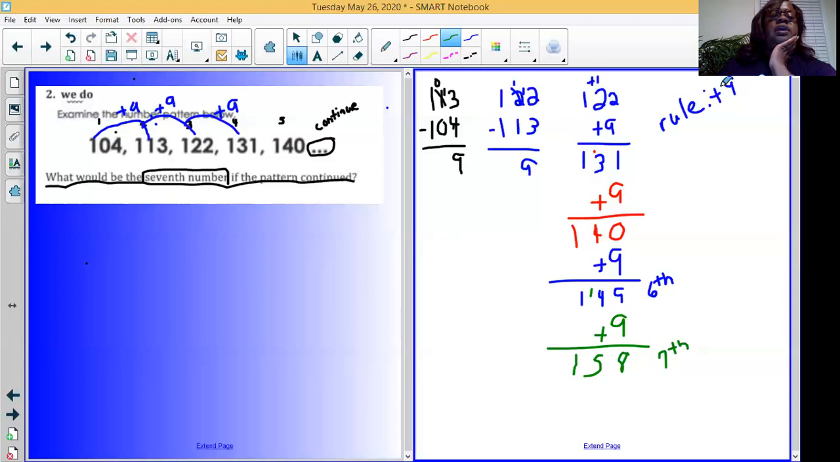So your rule is to add 9. So you started out with 104. You added 9 to it, you got 113. You added 9 to it, you got 122. You added 9 to it, you got 131. Added 9 more, you got 140. Then we took 140, added 9, we got 149, and that was our 6th number. Then we added 9 to the 149 and gave us 158, which is the 7th number, which is what we were looking for in the we do here.